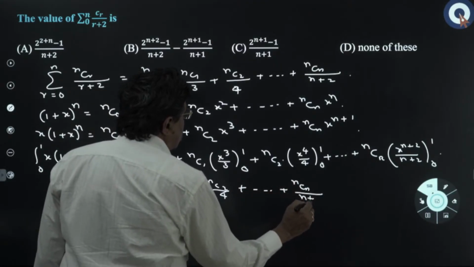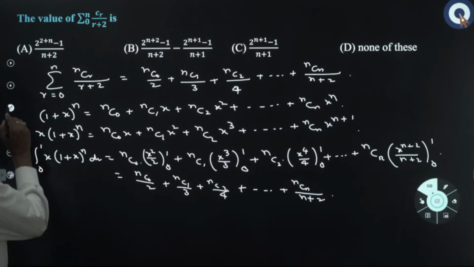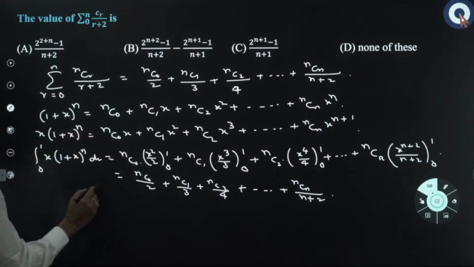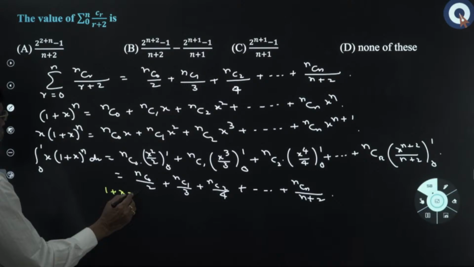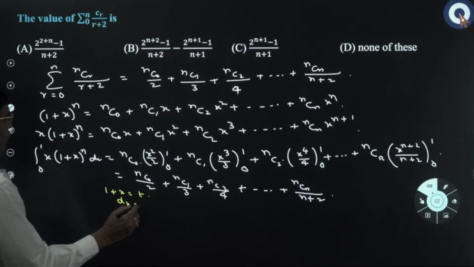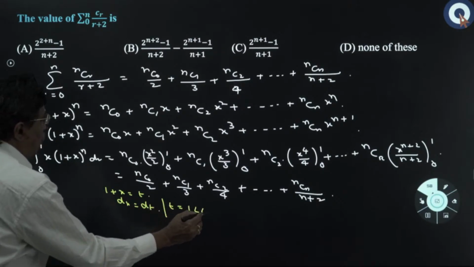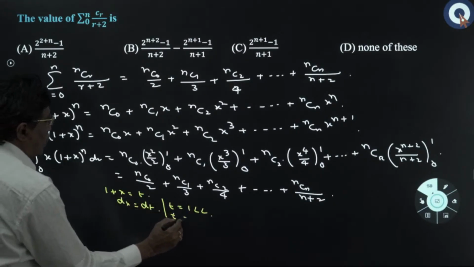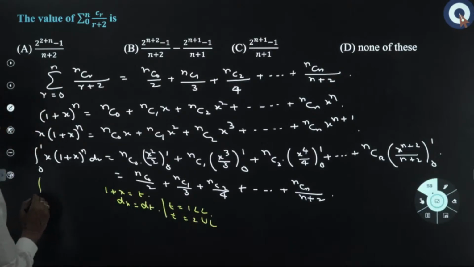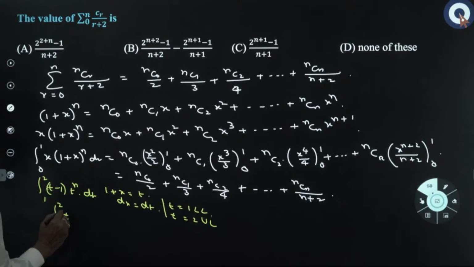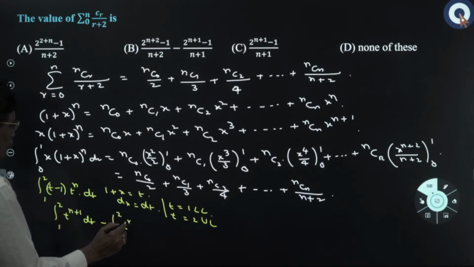Now, here if I put 1 plus x equal to t, I get dx equal to dt. Also, when x is equal to 0, I have t equal to 1, the lower limit, and when x is equal to 1, t is equal to 2, the upper limit. So I get integral of 1 to 2, x is t minus 1, t to the power of n, dx is dt. So this is integral 1 to 2, t to the power of n plus 1 dt minus integral 1 to 2 t to the power of n dt.